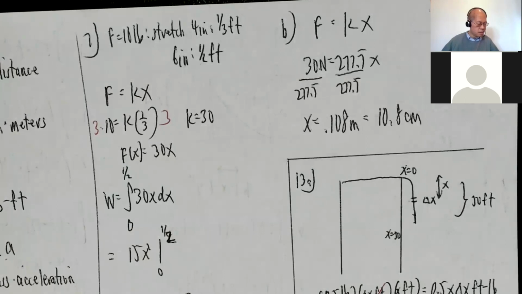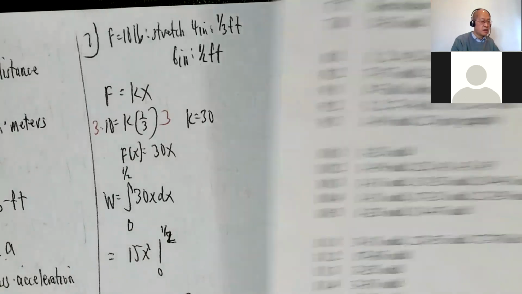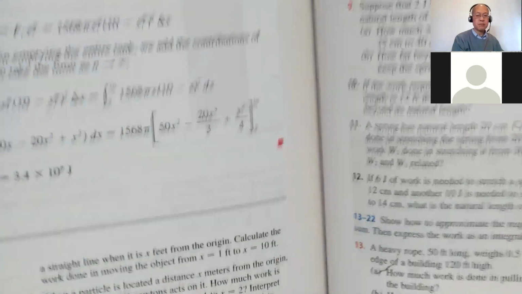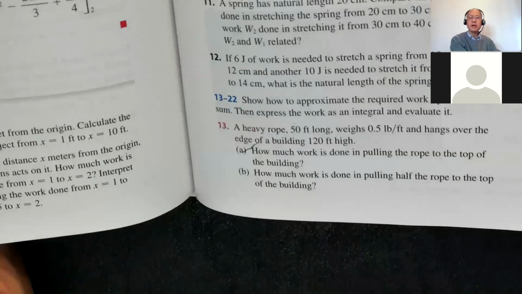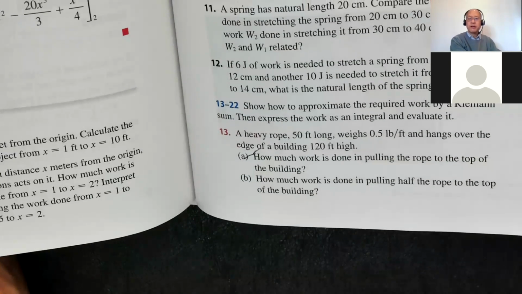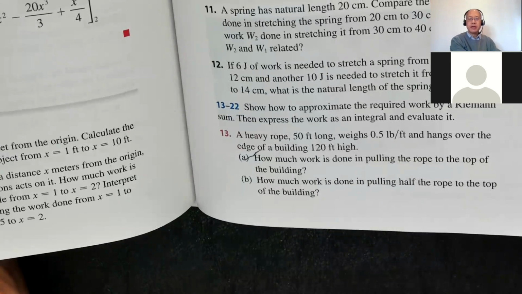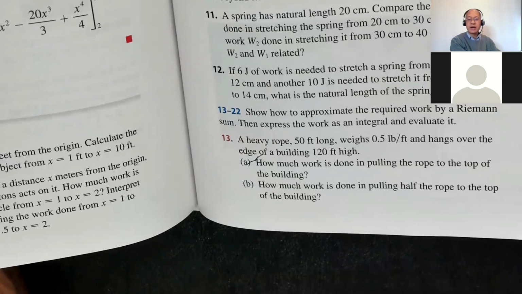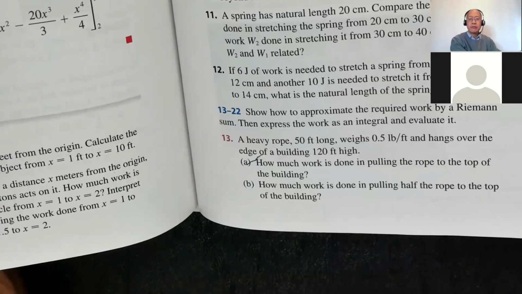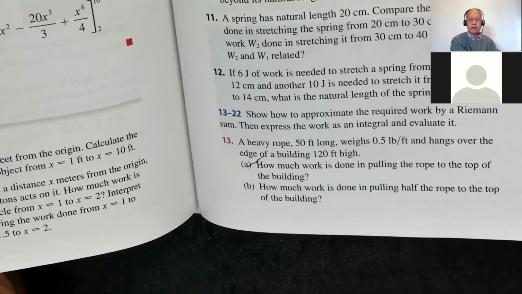Okay, then let's see. 13A. Where are we? 13A. Let's take a look at that. A heavy rope, 50 feet long, weighs 0.5 pounds per foot, hangs over the edge of a building that's 120 feet high. We're only doing A, not B. How much work is done in pulling the rope to the top of the building?